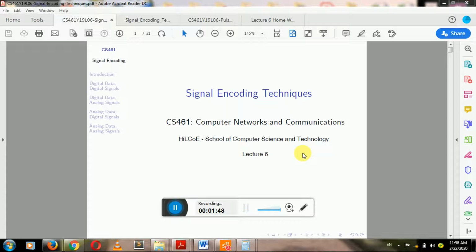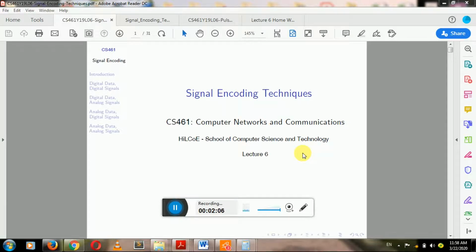But there are others, so we will see different encoding schemes like non-return to zero level, non-return to zero inverted, bipolar AMI, pseudoternary, Manchester encoding, and differential Manchester encoding. So we will see those.